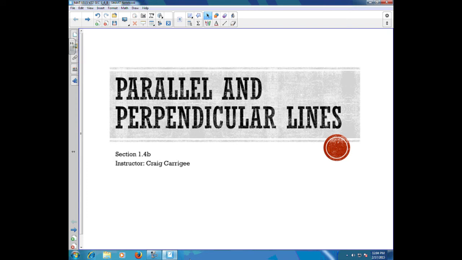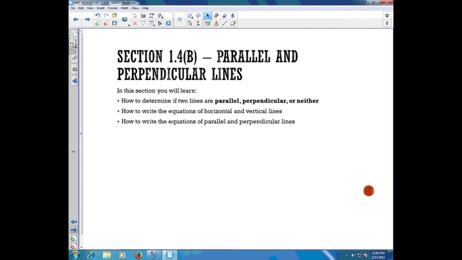Today we're going to talk about parallel and perpendicular lines. In this lesson we're going to learn how to determine if two lines are parallel, perpendicular, or neither, how to write the equations of horizontal and vertical lines, and how to write the equations of parallel and perpendicular lines.